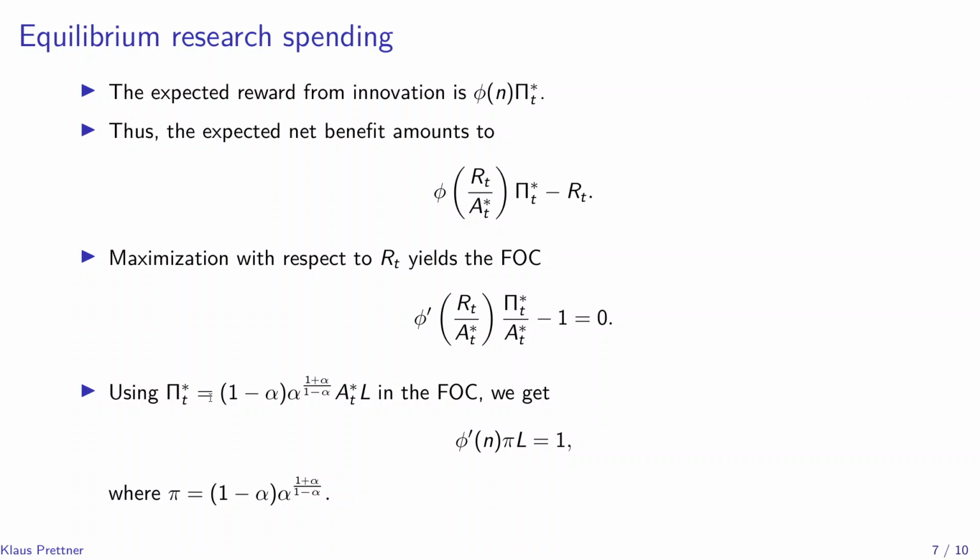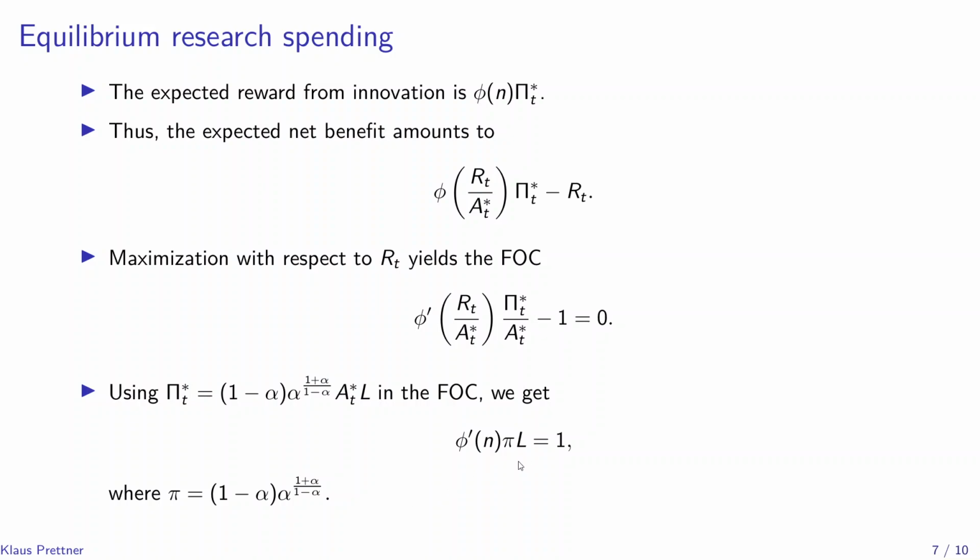And then we can plug in the expression that we had for profits, pi t, as we've derived it previously: 1 minus alpha, alpha to the power of 1 plus alpha divided by 1 minus alpha, times A t. Now since this is pi t star, this is also A t star, times L. So if we plug this in here, we see the A t star and the A t star in the denominator cancel each other out. And then we can just denote this parameter cluster here, 1 minus alpha times alpha to the power of 1 plus alpha divided by 1 minus alpha, as pi.